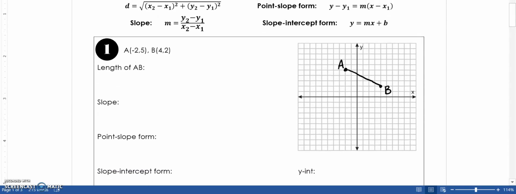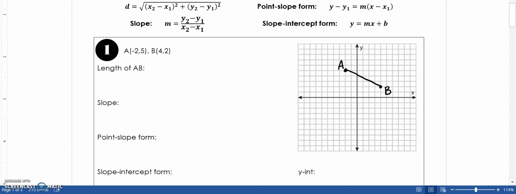So we've got points A and B, and I've already plotted them for you. And we want to find the length of segment AB. So in order to find the length, we want to find the distance between points A and B. So I'm going to use my distance formula. I need to designate which one is my x1 and y1, and which one is my x2 and y2. I'm just going to go in order and say this one is x1, y1, and this one is x2, y2. And we're going to plug that into our formula.